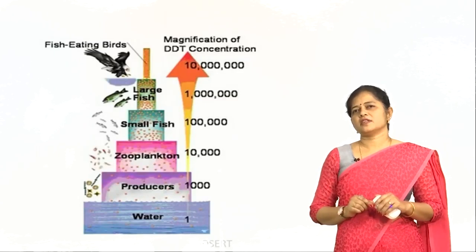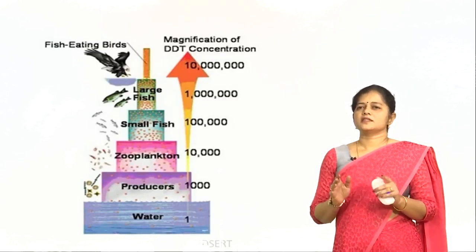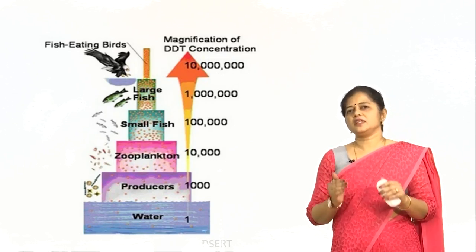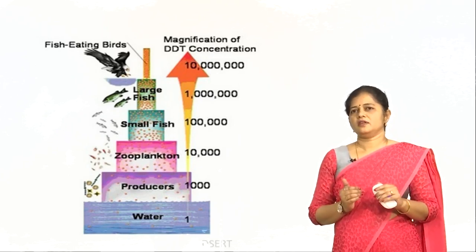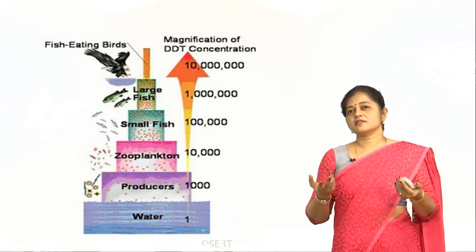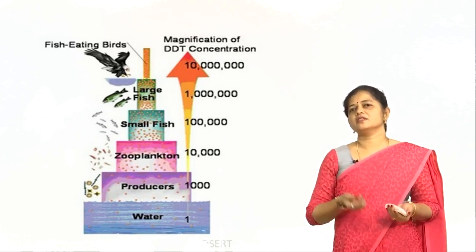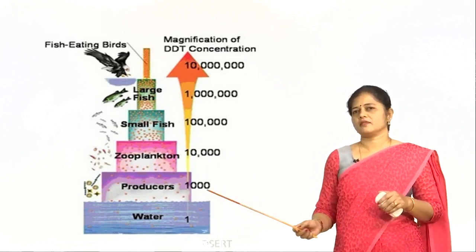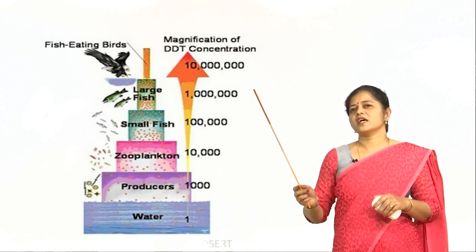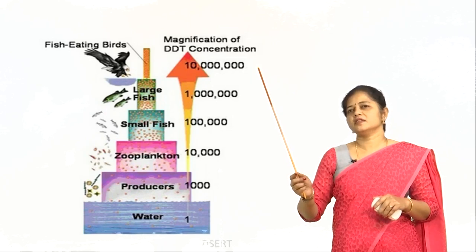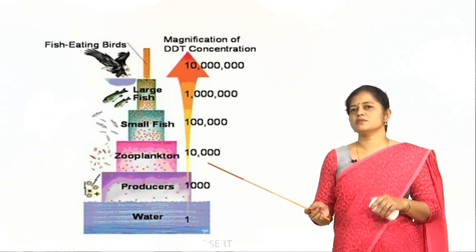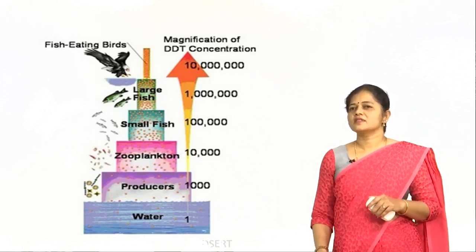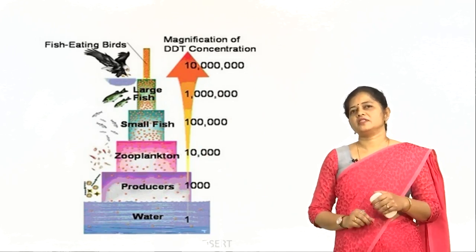Now you can see another concentration. All of us know that DDT is a chemical which was banned long ago. Now we find this chemical even today in our body. Why? This is the result of biological magnification, where we find DDT in our body. So now you can see here, the percentage of DDT has magnified to the maximum extent, starting from the water to the producers, the zooplanktons, the small fish, the large fish, the birds, and the mammals, and the human beings which in turn eat them.